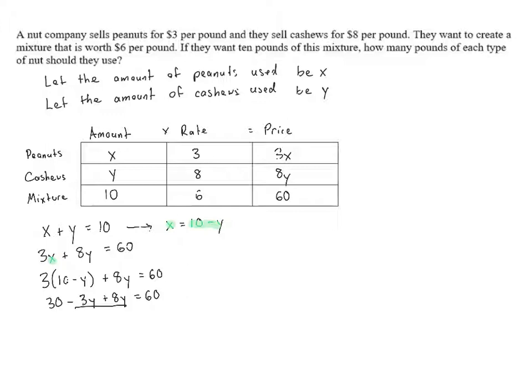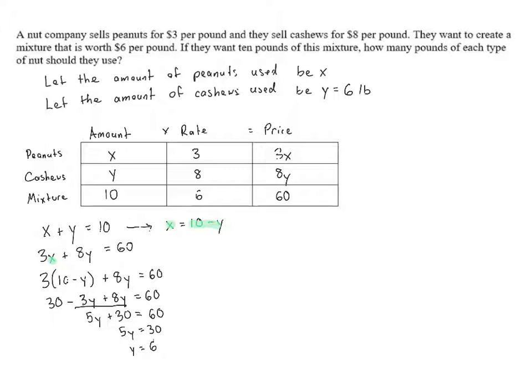Combining like terms, negative 3Y plus 8Y is 5Y. So 5Y plus 30 equals 60. If we subtract 30 from both sides, 5Y equals 30. And if we divide by 5, 30 divided by 5 is 6. So we have Y equals 6. Going back to our let statement, Y was the amount of cashews. That's going to be 6. And these are measured in pounds, so that's going to be 6 pounds of cashews.